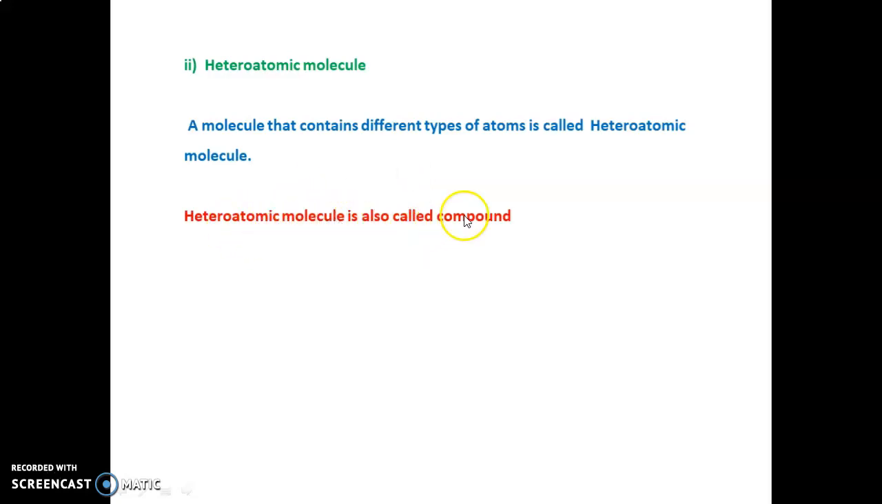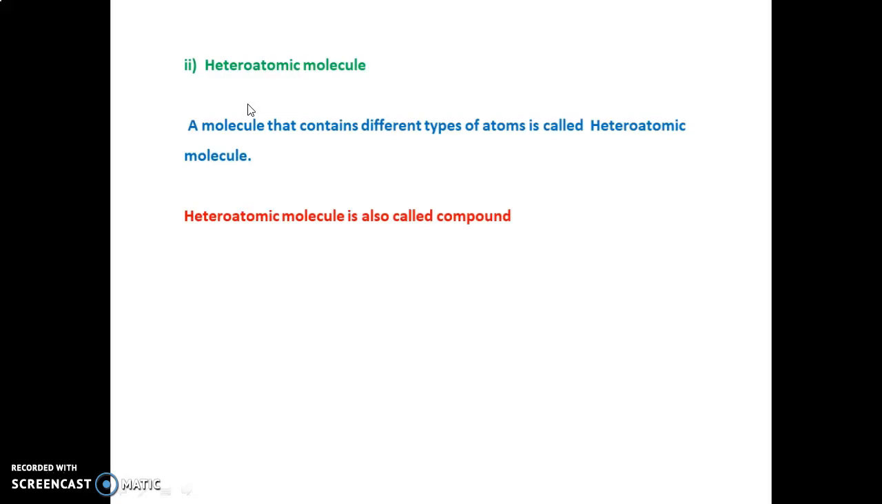A heteroatomic molecule is also called a compound. We have already discussed that pure substances are classified into element and compound. What is a compound? A pure substance that contains different types of atoms. That is the compound. Actually, a heteroatomic molecule is sometimes called a compound. For example, H2O is a heteroatomic molecule. It is also a compound.